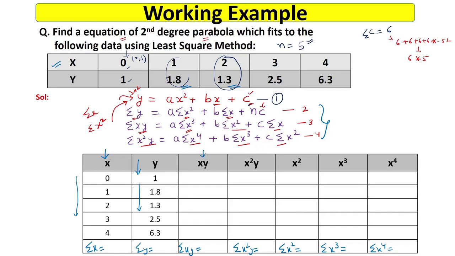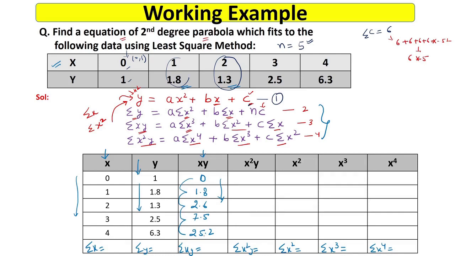this xy. So xy means x multiply y. Okay. So how we can find the value of this xy? So this 0 multiply 1, it will be 0. Okay. Then 1 multiply 1.8, it will be 1.8. 2 multiply 1.3, so it will be 2.6, and so on. We can multiply. Okay. So I multiply all the xy. Okay. Now I have got all these values of the x multiply y. Now summation of xy means we have to add all these values 0, 1.8, 2.6, 7.5 and 25.2. All these values should be added to get the summation of xy.